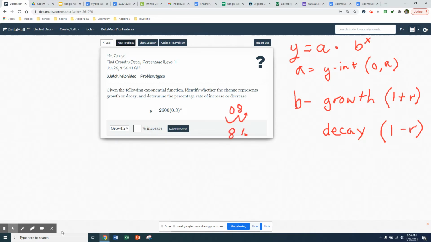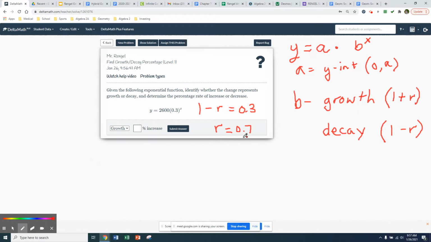Let's see if we can get a decrease. Here we go. So now I'm looking at my growth or decay factor. I'm looking at my b, and now it's 0.3. Now, a common mistake would be that I just put my decay factor is 30%. That's not quite how it works. This is 1 minus r equals 0.3. So what do I need to subtract from 1 to get to 0.3? Well, r would have to equal 0.7.